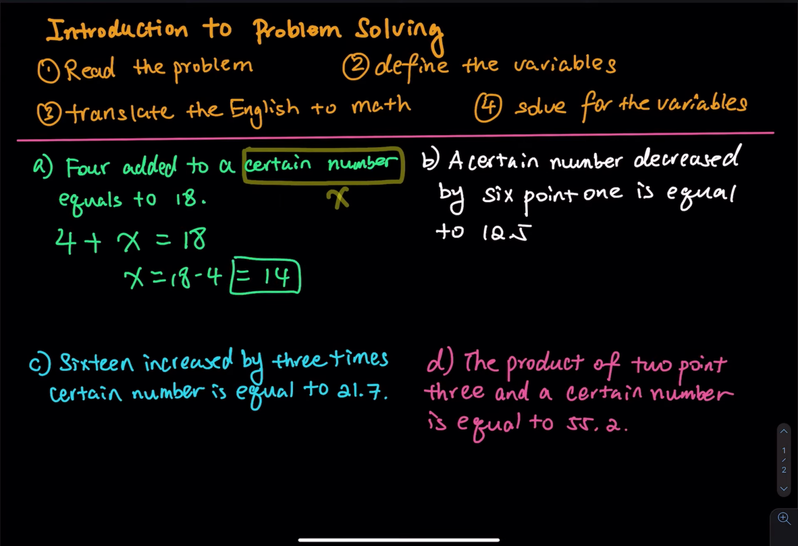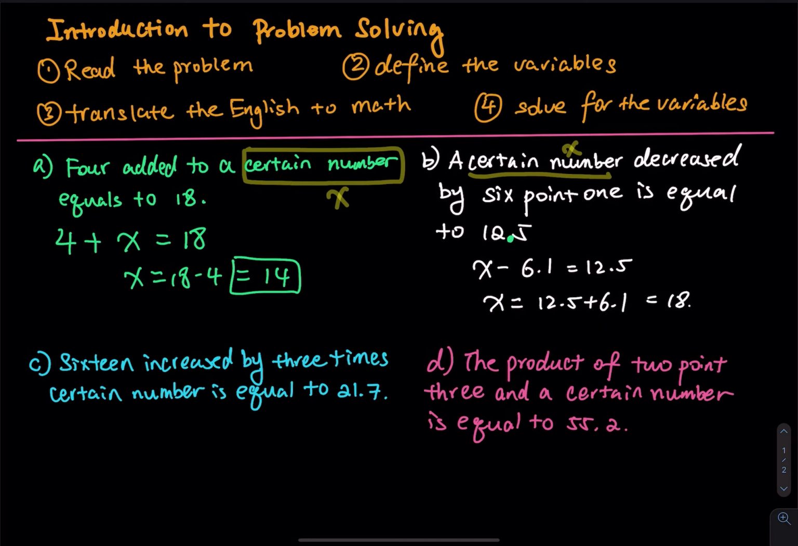Alright, easy. Part B, a certain number decreased by 6.1 equals 12.5. This is a decimal point. So we have a certain number, and that certain number is x. So we have a certain number x minus 6.1. Decrease means minus, equals 12.5. It's just that easy. So to solve for x, you have 12.5, you add 6.1 to it, that equals 18.6. That's how you do it.